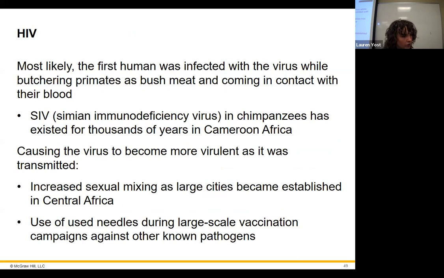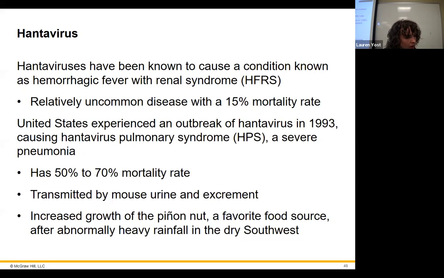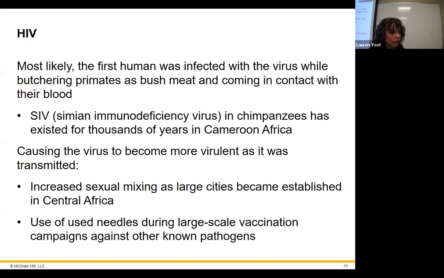Hantavirus. These are just new viruses and where they came from. There's not much really to say about these, like hantavirus, which was transmitted by dried up urine and feces of mice. It does have a 50% to 70% mortality rate, which is very high. Okay, it is a hemorrhagic fever and it can cause kidney failure. That is found in Southwest United States.